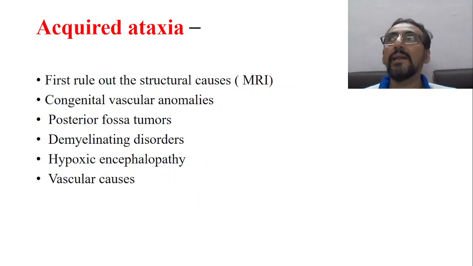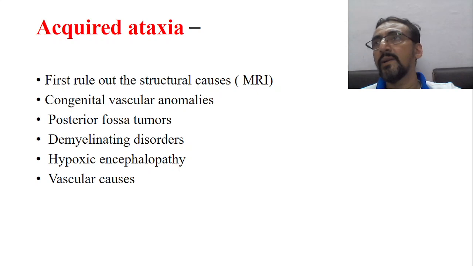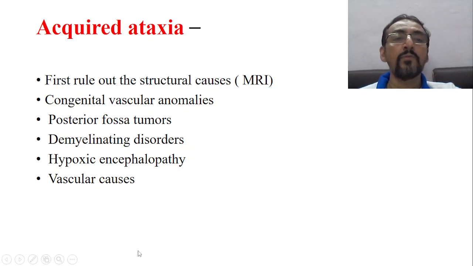There are some acquired ataxias. First, rule out the structural causes. If you go for one imaging study like MRI, you can rule out these structural causes. These include congenital vascular anomalies, posterior fossa tumors, demyelinating disorders, hypoxic encephalopathy, and vascular causes. These are some of the causes of acquired ataxia.